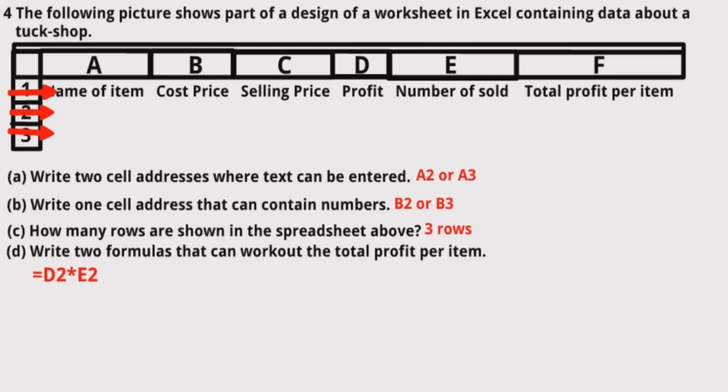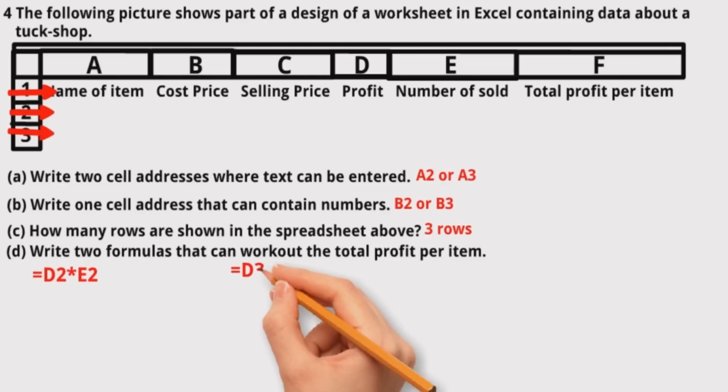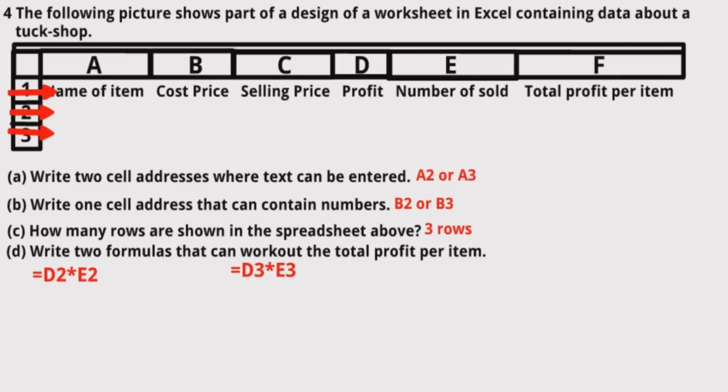Or you can also say D3 times E3. When you put the star there, you are multiplying. So you multiply the profit made in D3 times the number of items sold in E3, to give you the total profit. Those are the two formulas that you can write.